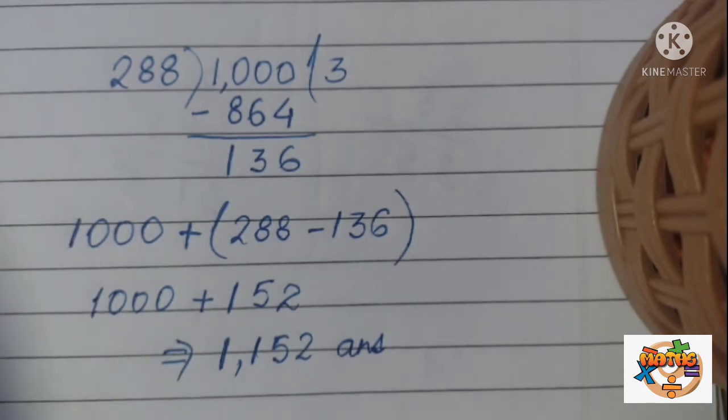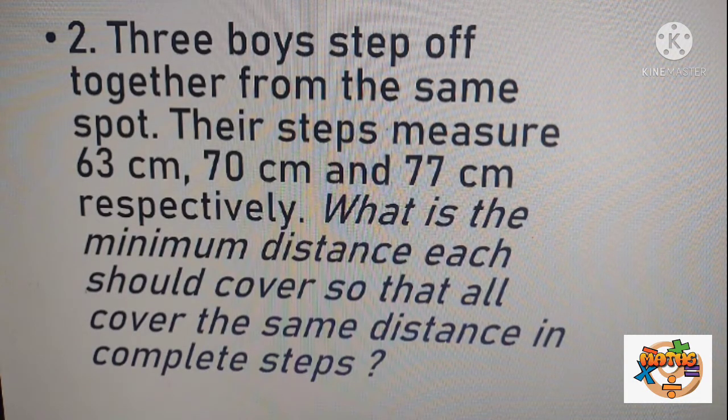Now let's move on to our next question. Our next question is, 3 boys step off together from the same spot. Suppose A is the spot and the 3 boys step off from A. Now their steps measure 63 centimeter, 70 centimeter and 77 centimeter respectively. That means the first boy's step measure will be 63 cm, the second boy's step measure will be 70 cm and the third boy's step measure will be 77 cm.